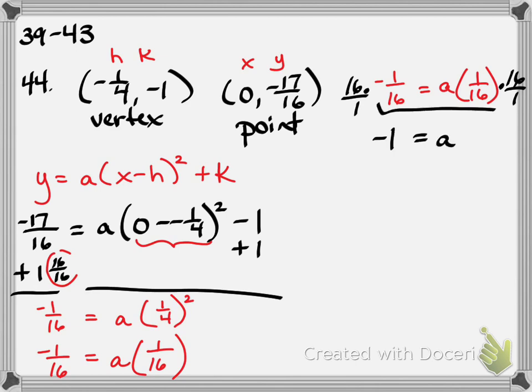I guess really you could have just looked at it and said -1/16 is a times what times +1/16 and gotten your a. I wasn't thinking about it. So now we go back to our original, y equals, we plug our a in, and we plug our vertex back in. And I think that's it from this section. I don't think anything else was covered by any of the topics I put on the board.